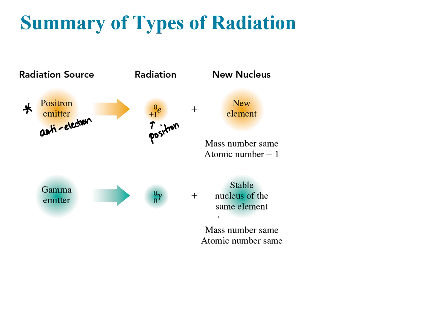Anyway, we'll do an example of that as balancing a nuclear equation. The other kind of radiation that we're not going to go over because it's pretty simple is the gamma emitter. For the gamma emitter, all you have to do is write this symbol for gamma rays. And then you have a stable nucleus of the same element. So the mass number is the same, the atomic number is the same. It's not a new element. All you did was release energy.